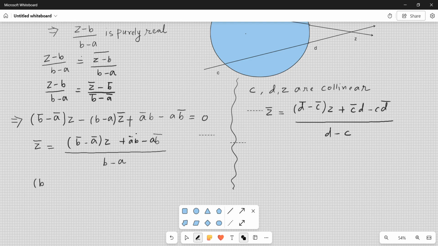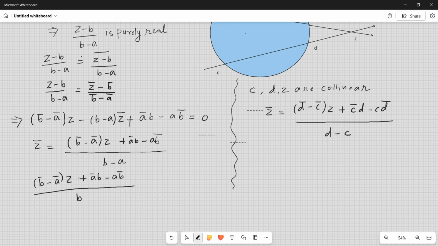So from here I can say that both must be equal. So (b bar minus a bar) into z plus (a bar b minus ab bar) upon (b minus a) should be equal to (d bar minus c bar) into z plus (c bar d minus cd bar) upon (d minus c). Okay, so now what can I do?